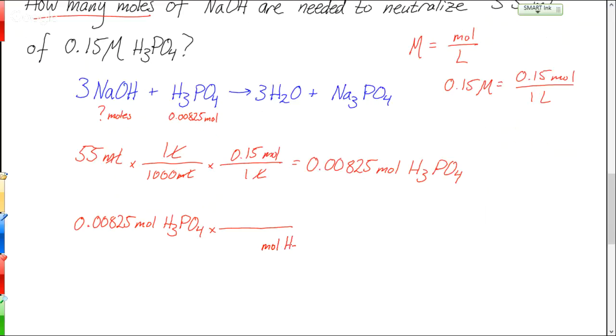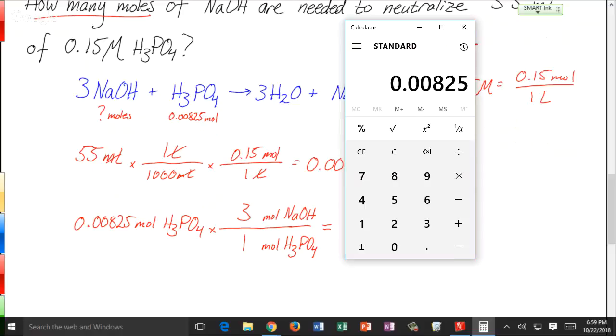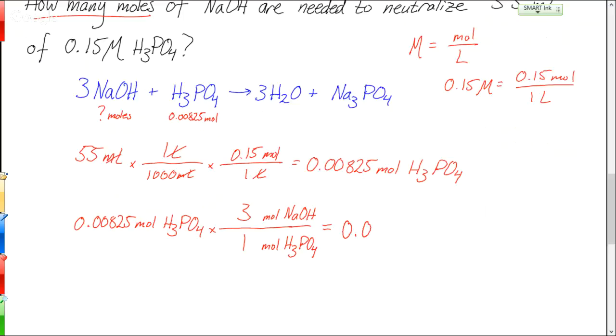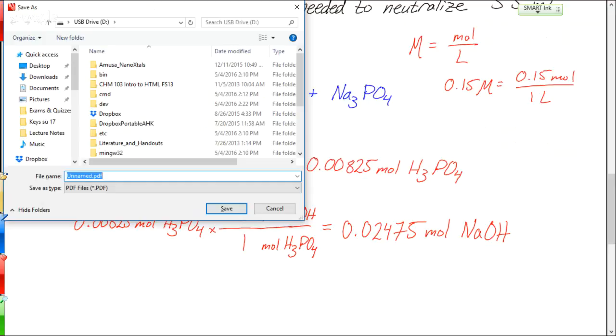So we want to find the mole ratio of phosphoric acid versus sodium hydroxide. We get those numbers from the equation, 3 to 1. So we need 0.02475 moles of sodium hydroxide.